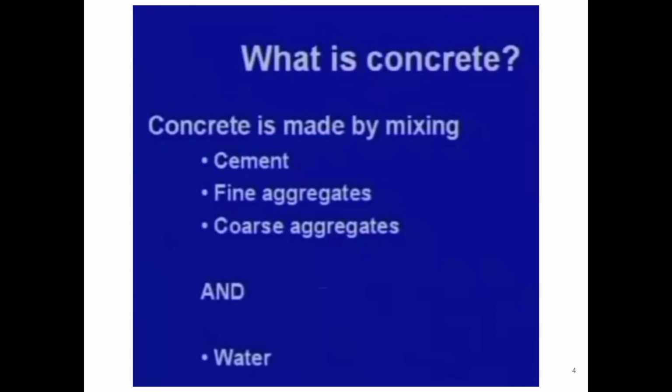What is basically concrete? Concrete is basically, we can say, a mixture of aggregate in mortar. Mortar is cement plus fine aggregate, and the aggregate I am referring to is the coarse aggregate. So it is a mixture of mortar, that is cement and fine aggregate, mixed with water. Water is acting as the liquid medium of the mixture, and this is a paste. This mortar paste is mixed with the coarse aggregate. So this is basically a mixture.